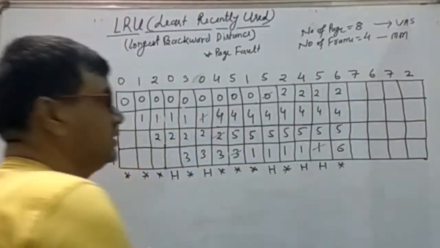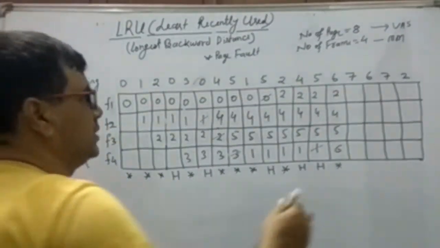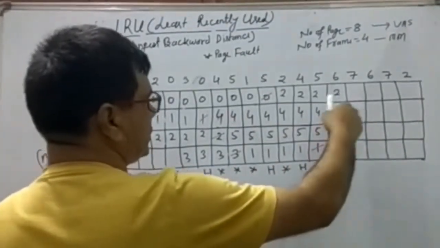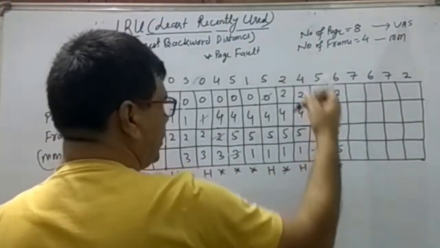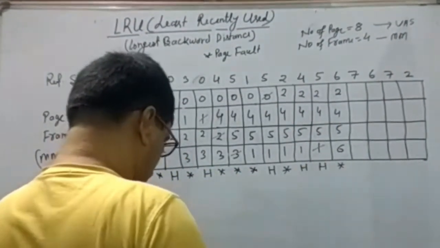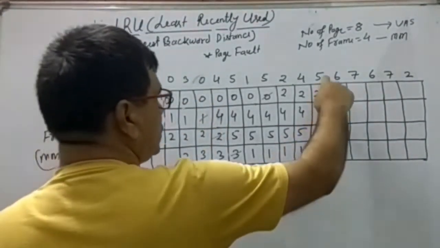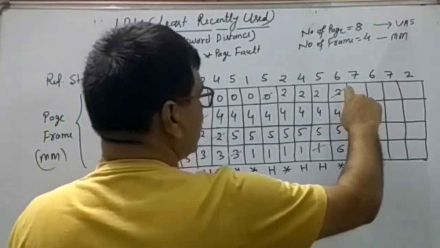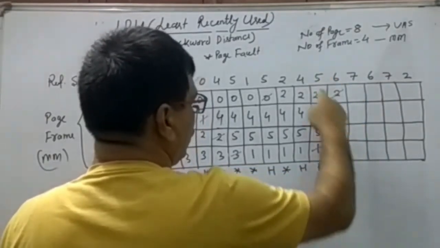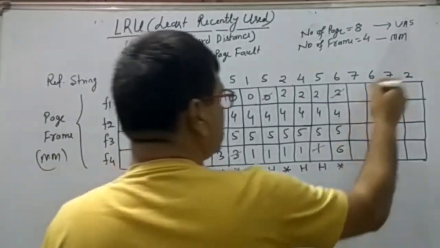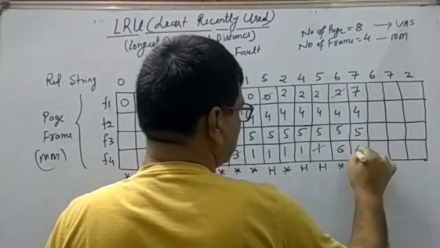And now page number 7. Definitely one page needs to be replaced. We look at the backward distance. Now 6 is very near, 5 is also near, 4 is also near. Look here, we have 7, 6 here, 5 here, 4 here, and 2 has the longest distance. That means 2 will be replaced by 7, giving 7, 4, 5 and 6.